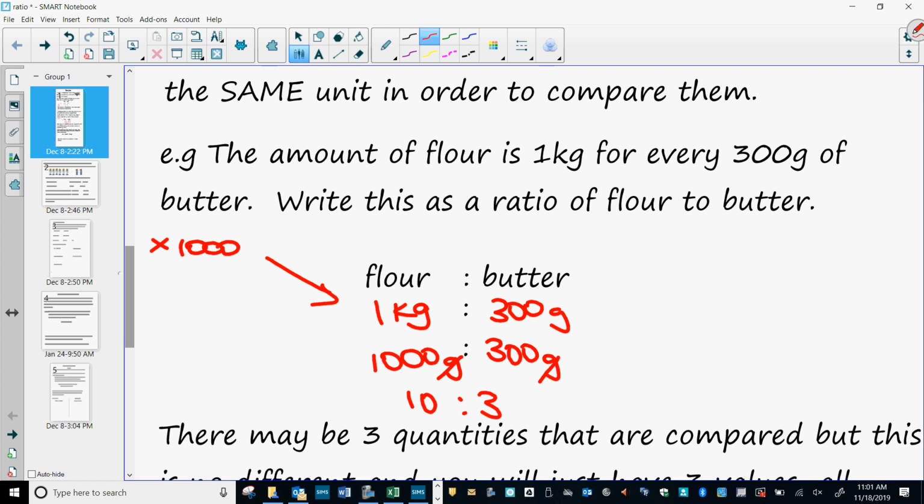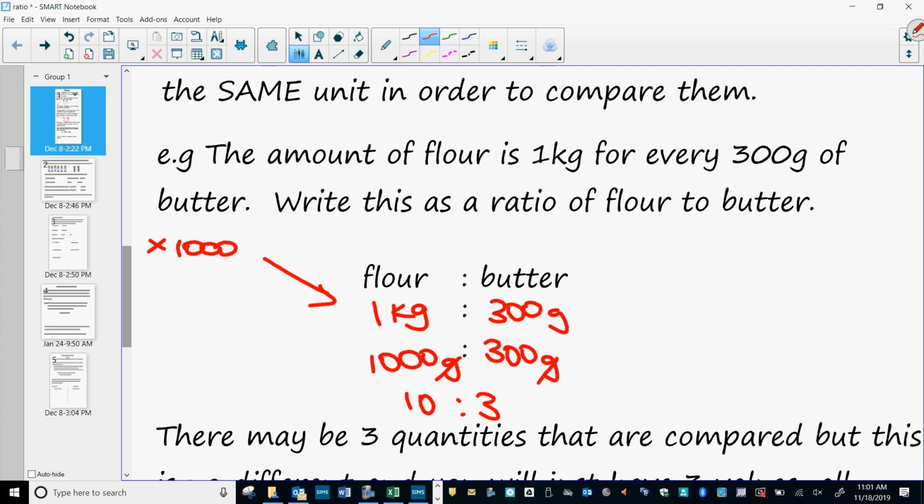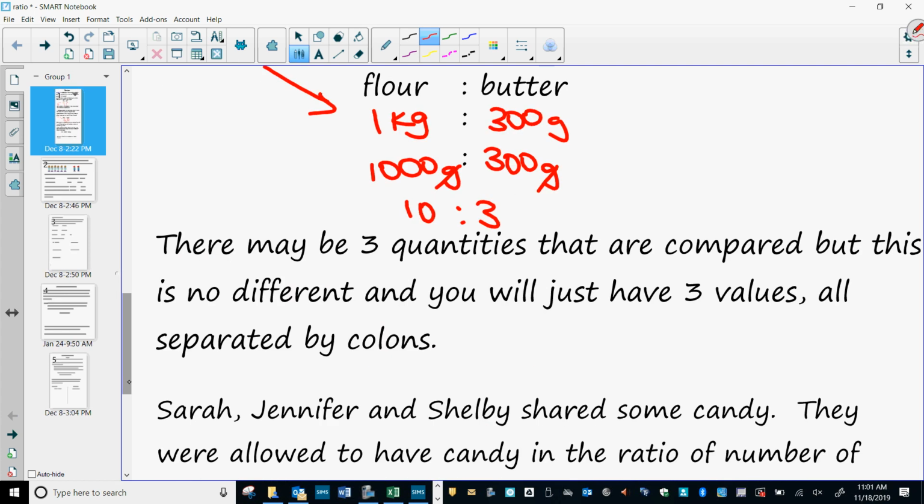The first statement should be written just to show that you're aware that the units are different, and then you can start simplifying. Full sentences, then I can calculate. So this is a ratio of flour to butter. How would you then know that it's that ratio?